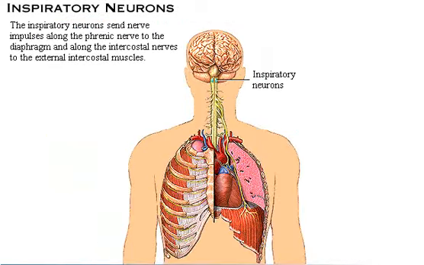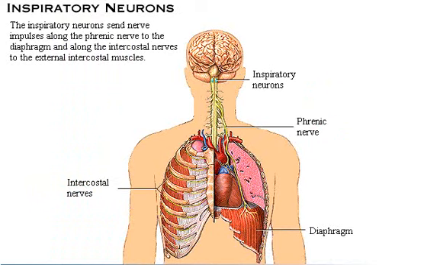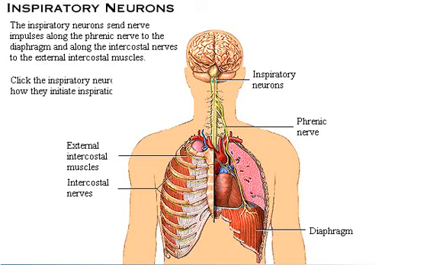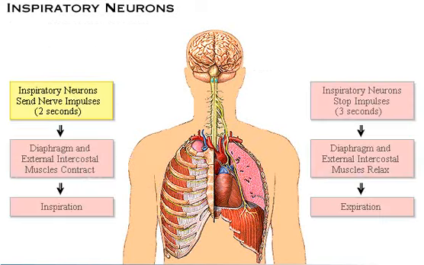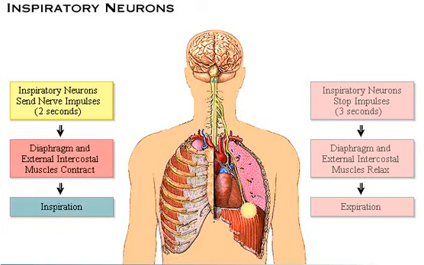The inspiratory neurons send nerve impulses along the phrenic nerves to the diaphragm and along the intercostal nerves to the external intercostal muscles. Click the inspiratory neurons to see how they initiate inspiration. The nerve impulses to the diaphragm and the external intercostal muscles continue for a period of about 2 seconds. This stimulates the inspiratory muscles to contract, initiating inspiration.